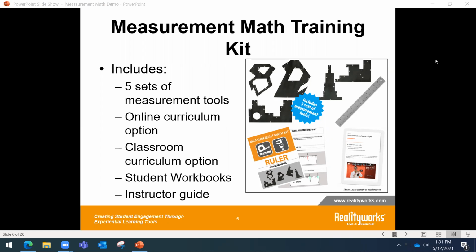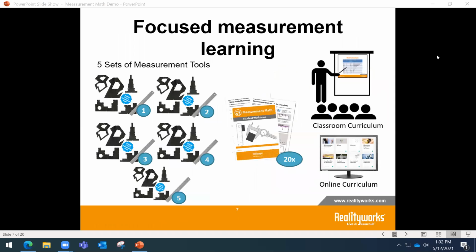Along with those measurement tools that are used for hands-on learning, we also have an online curriculum option for students to self-pace and walk through learning all the key pieces of measurement math, and then also a classroom curriculum option, allowing teachers and instructors to be able to teach and interact with their students to learn these major concepts. With all this information that is out there, there are student workbooks that help students engage and then learn and make sure they can assess their understanding of measurement math.